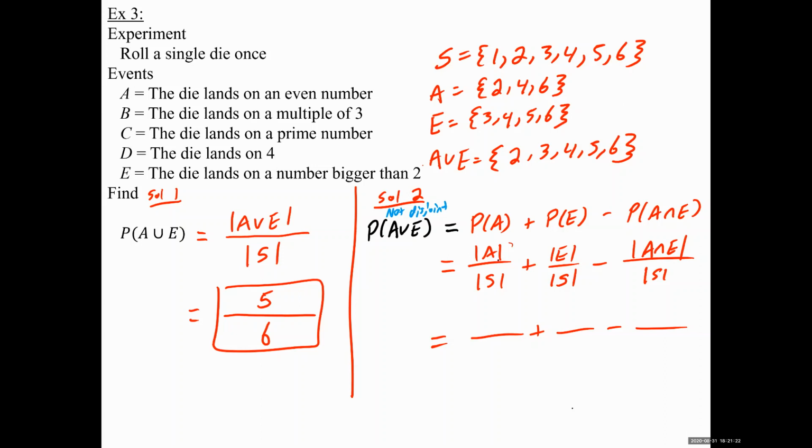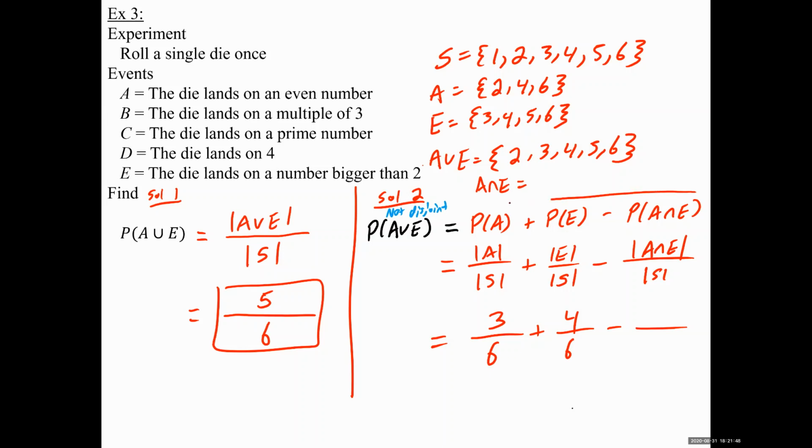So here I have to count how many things are in A. Okay, so there's 3 things in A. 3 out of 6 total. This is saying count how many things are in E. Here's E, there's 4 things. So 4 things, 6 total. And then you got to minus something. So it says minus A and E. We never found A and E, so I guess I should find it somewhere. So let's put it over here.